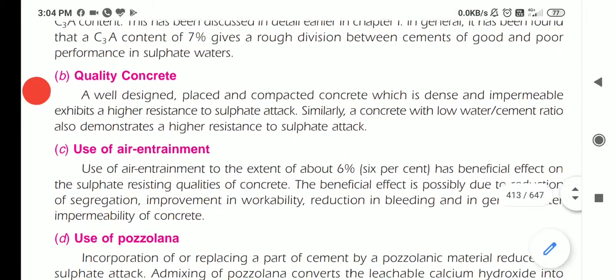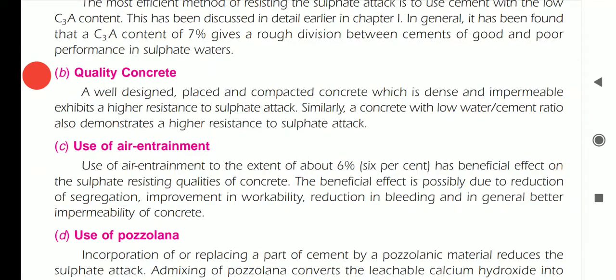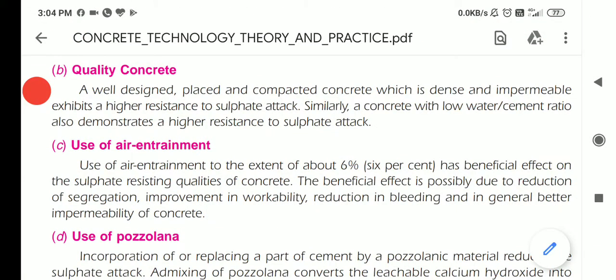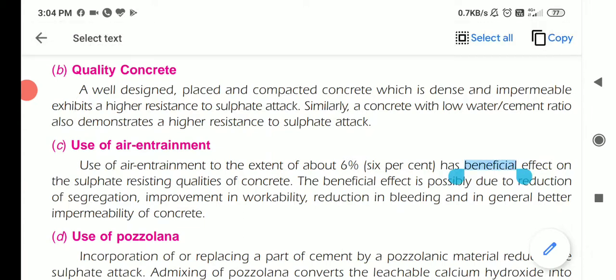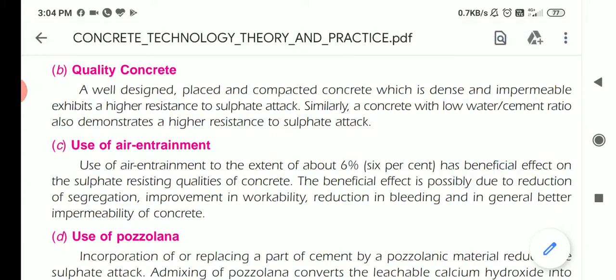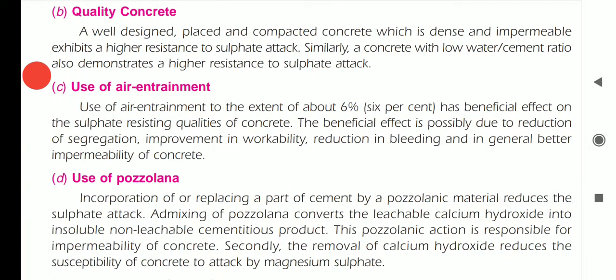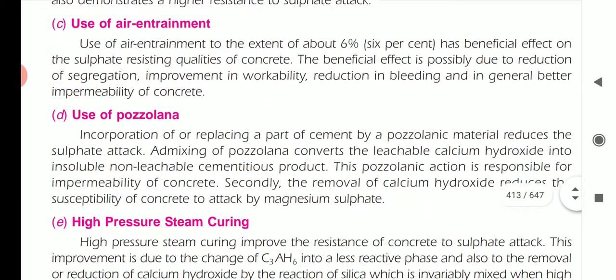The second factor is quality of concrete. A well designed, placed and compacted concrete which is dense and impermeable exhibits higher resistance to sulfate attack. Similarly, concrete with a lower water cement ratio also demonstrates higher resistance. So properly designed concrete with a good water cement ratio, compaction and placing reduces sulfate attack. Use of air entraining admixtures also prevents sulfate attack on cement.